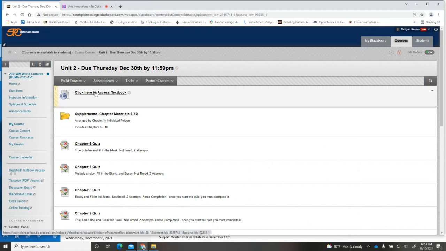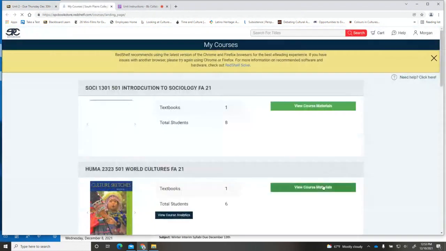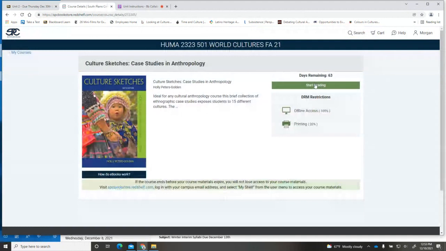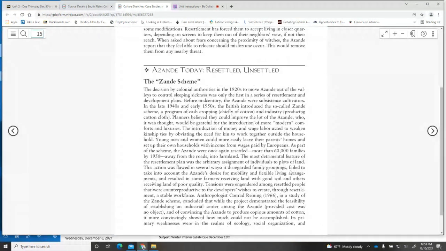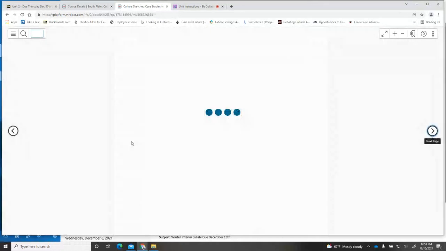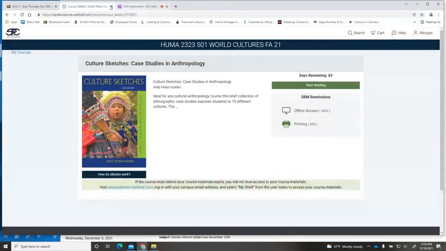Okay, remember what I told you about interactive reading when you're looking at the textbook. Take a headline and turn it into a question. The Zonde scheme. What is the Zonde scheme? Answer that question, move on, okay? Or if you are a reader and you enjoy reading, read it word for word. It's a great textbook with great stories about culture in it, okay?